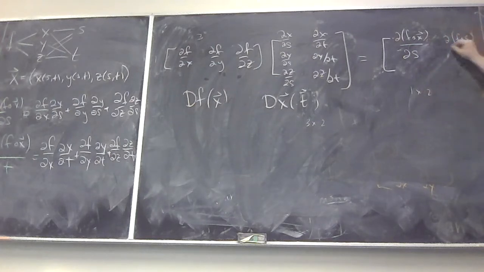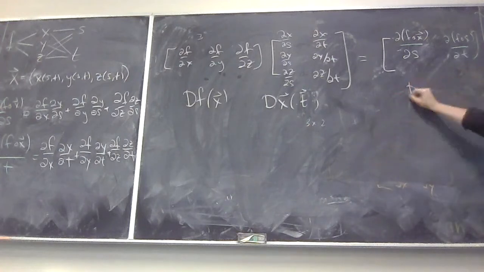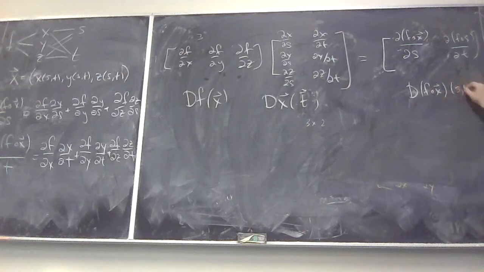Perhaps unsurprisingly, dt goes here. Now, does that make sense? Does this meet our convention? Do we have different independent variables in different columns? The answer is yes. This is df composed with x of s and t. Or if you like, d of f composed with x, t is a vector.